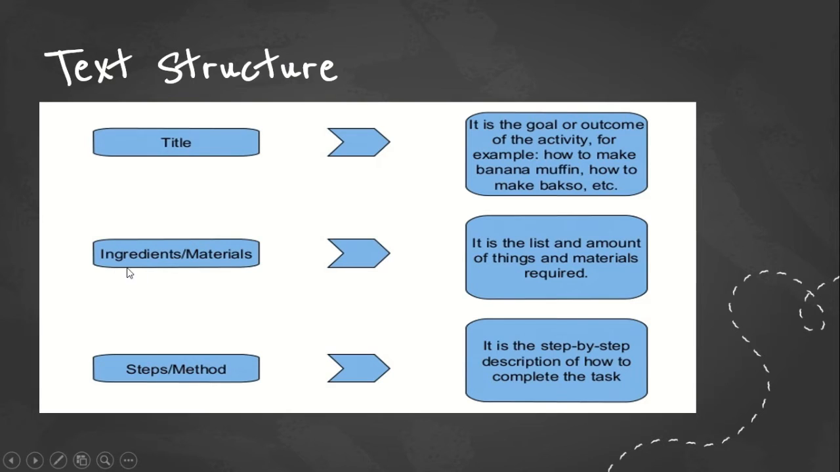The next one is the ingredients or materials. Ingredients is the term that we usually use for recipes, while materials is usually used for instructions on how to do something. So, ingredients or materials are the list and amount of things and materials required. Some procedural texts, like the one that I showed you before, might not mention the materials if it is clear enough. Tips and manuals often do not mention it, while mostly recipes do.